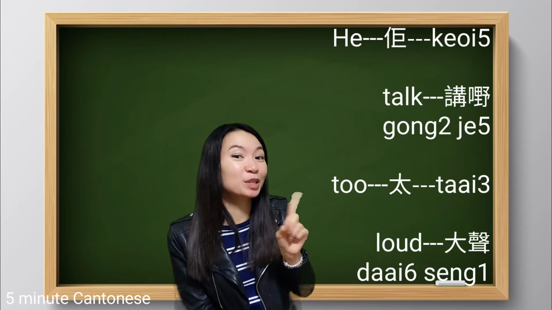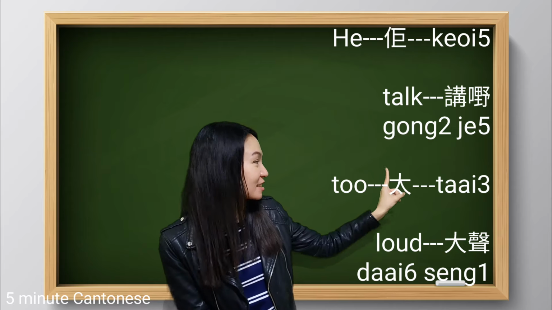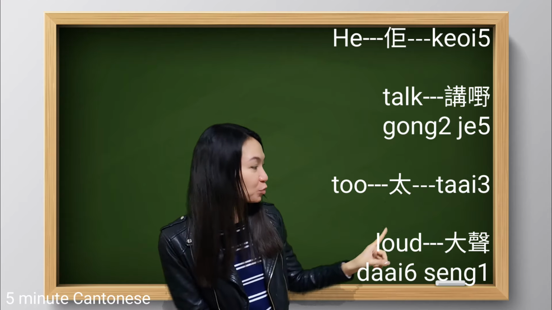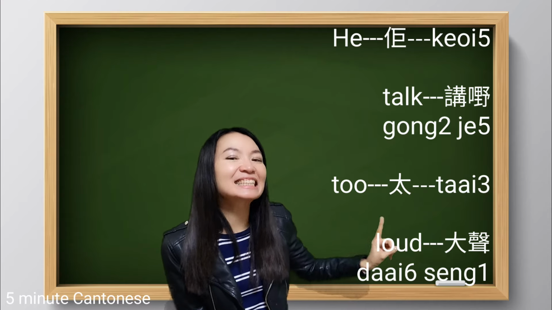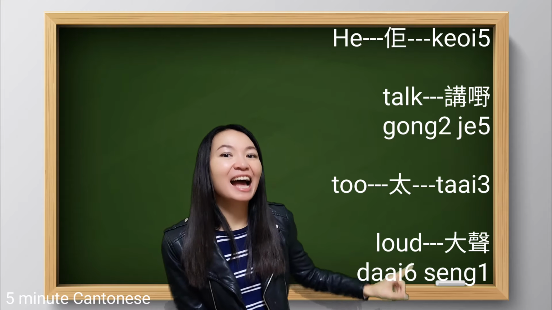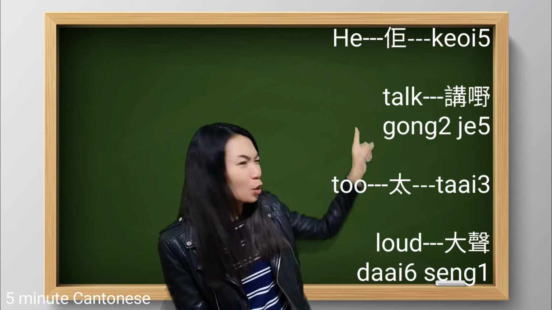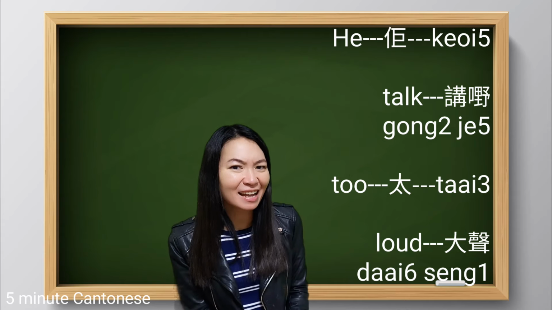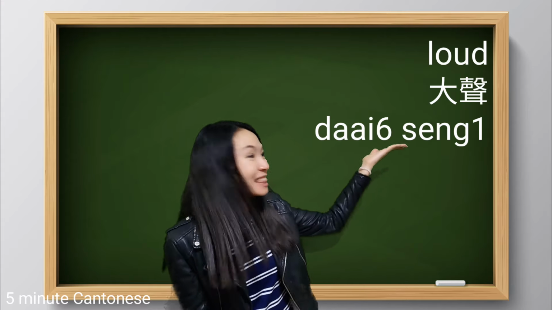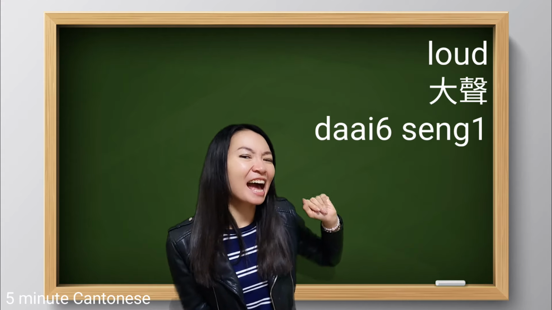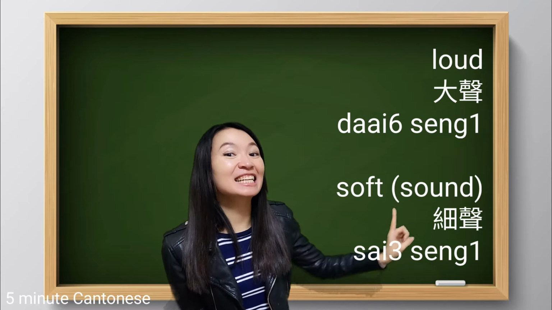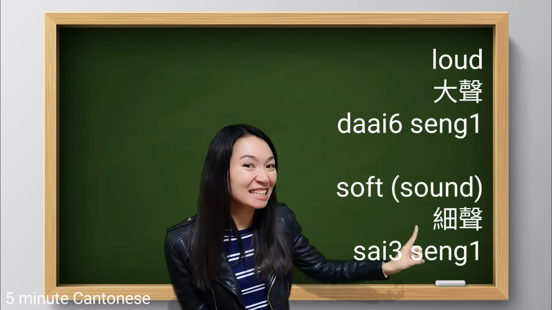Talk. Okay, here, we don't need to use the present continuous tense. 講嘢. Too loud, 太大聲. 佢講嘢太大聲. So, if loud is 大聲, how about soft? Yes, 細聲.